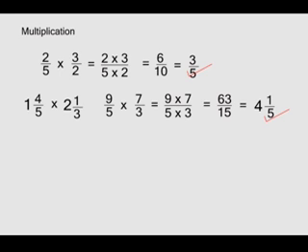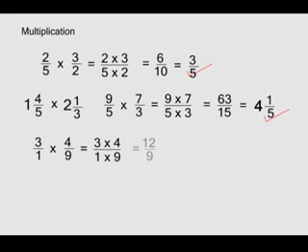When multiplying a fraction with a whole number, we just make the whole number a fraction with a denominator of 1. So 3 times 4 over 9, we make 3 a fraction, 3 over 1. So 3 over 1 times 4 over 9. Multiply the numerators, 3 times 4, over 1 times 9. So we have 12 over 9, which simplified is 4 over 3. As a mixed fraction, that is 1 and 1 over 3.